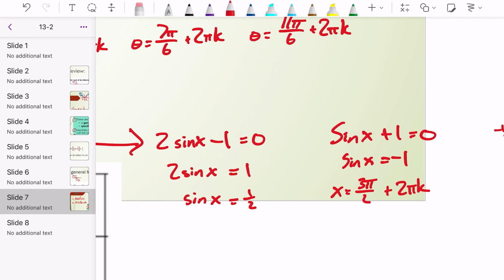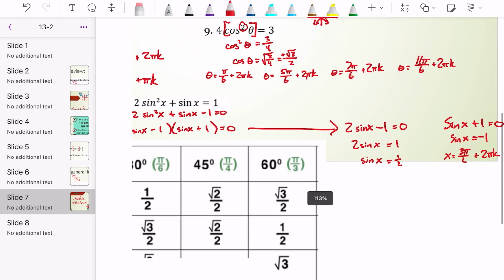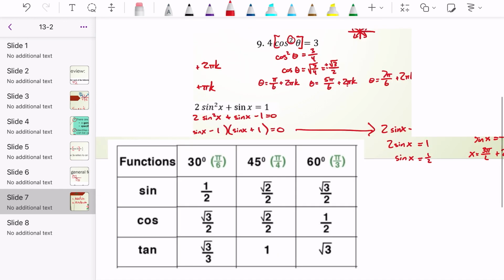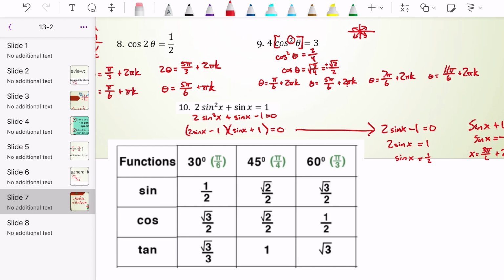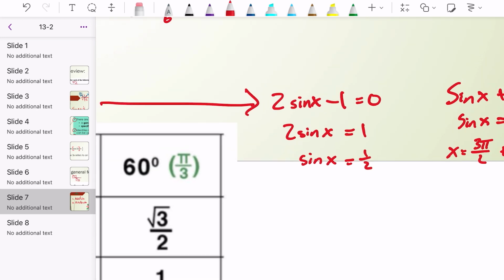On our other side, we have sine of x is equal to 1/2. So we take a look at our table. The angle whose sine is 1/2 is pi over 6. So we have x is equal to pi over 6 plus 2 pi k.